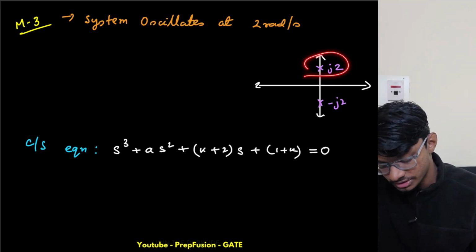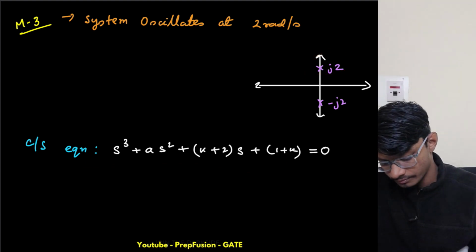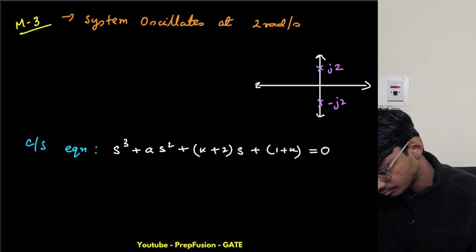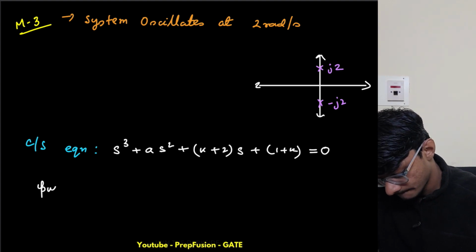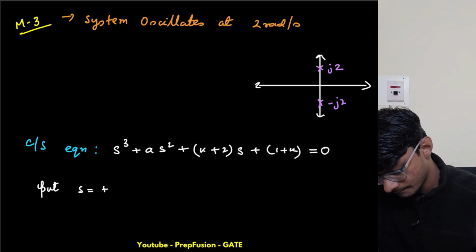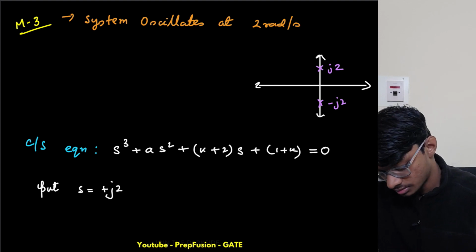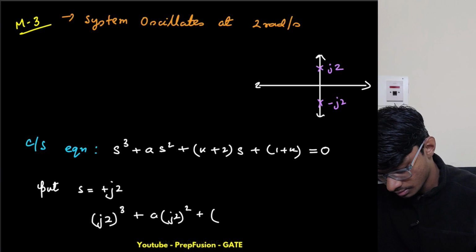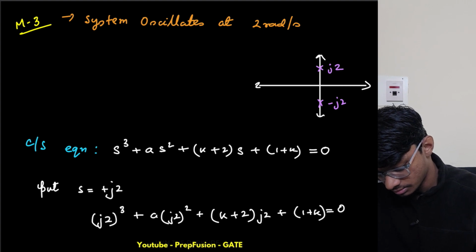So if I put j2 here, this should satisfy the equation, equals 0. So that is exactly what I will do. I will put j2 here. This is one of the roots. So what will this become? This is (j2) whole cube plus a(j2) whole square plus (k+2) into j2 plus 1 plus k equals 0. So yeah, this is the equation.